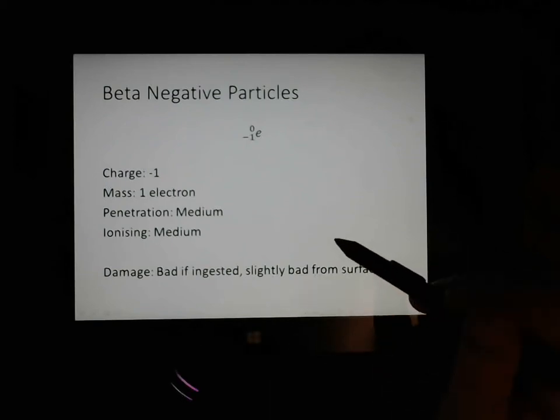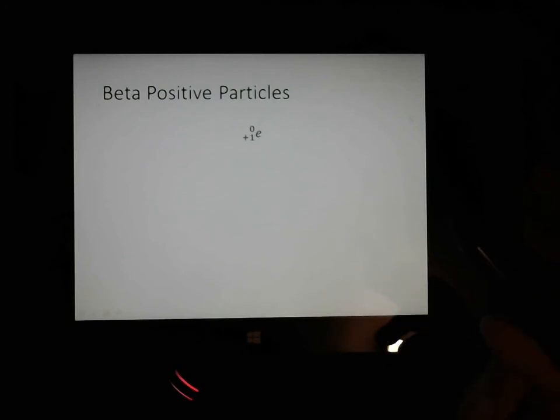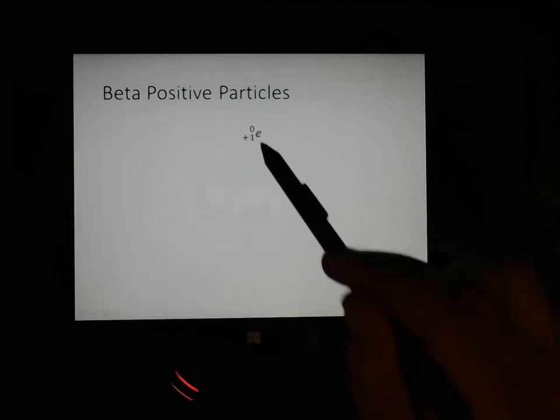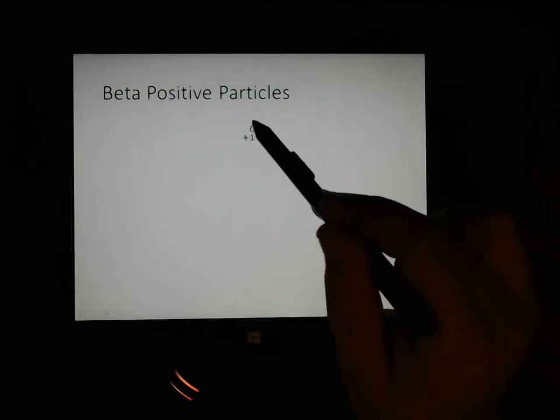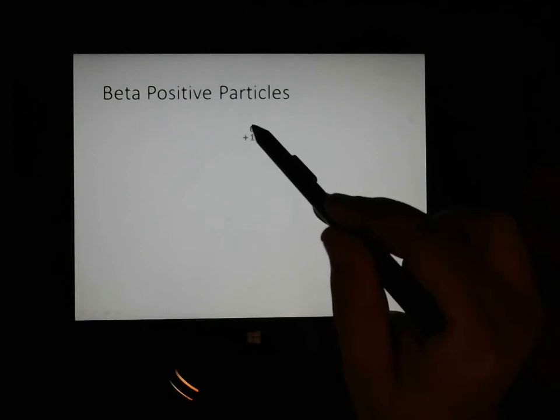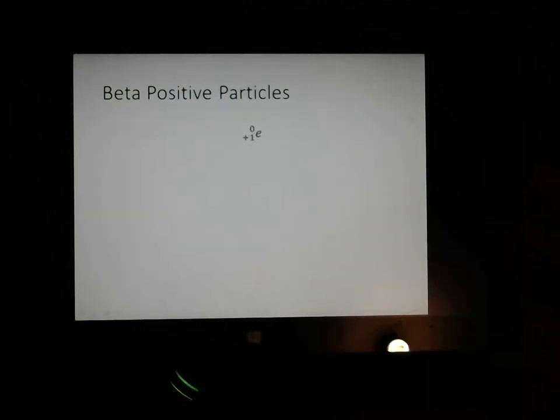The next one is beta positive, otherwise known as a positron, and this is an antimatter electron. This is the same AZE notation, 0, +1, E. Note here we've got 0 for the nucleon count, so it has no protons and no neutrons, but it has a +1, and the reason that it's down there is because it makes the math easier, because it does have a positive charge.